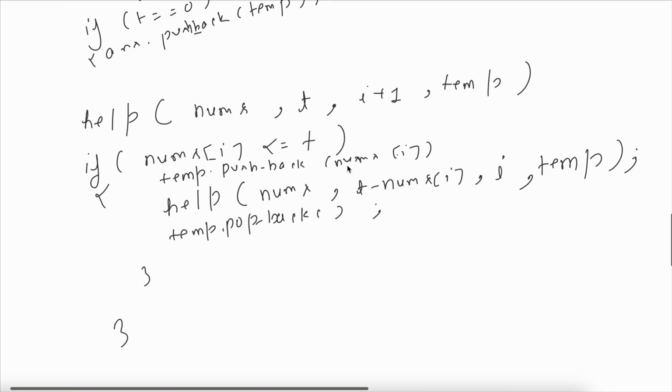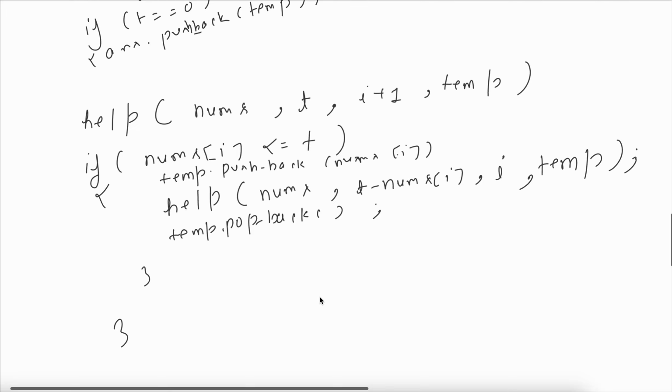So let's say we have temp.push_back(nums of i), and it goes again, it pushes that number, it pushes that number. You have got the sequence, you have reached the target, and now you want to return. When you return, the temp would still be the same. Temp won't change, because you are not making a copy of variables in the recursion. So yeah, this is the concept of reference.